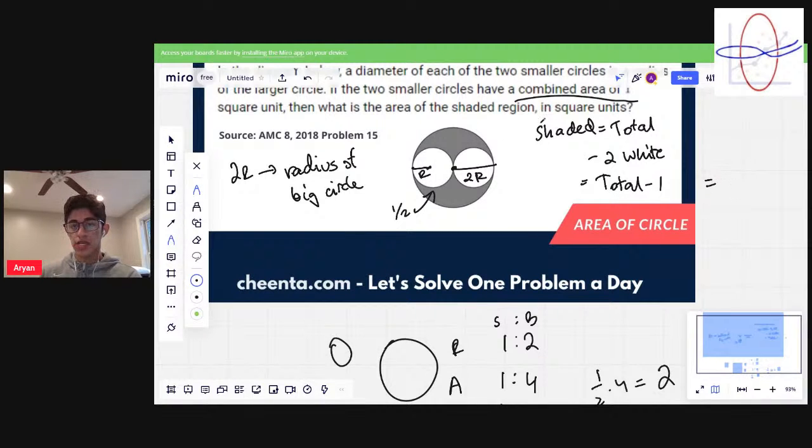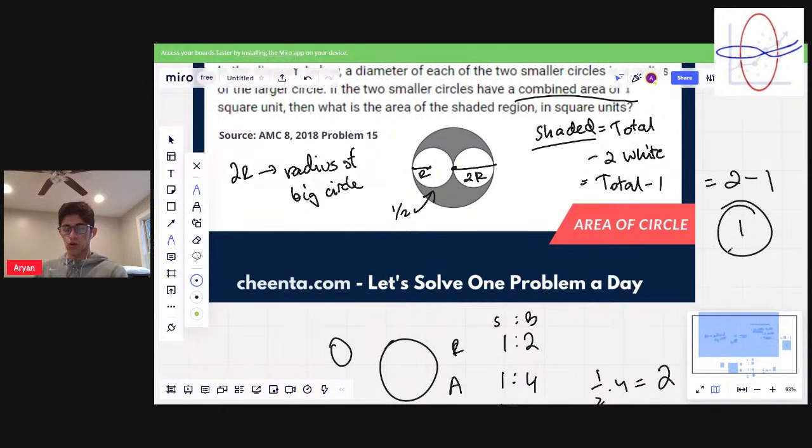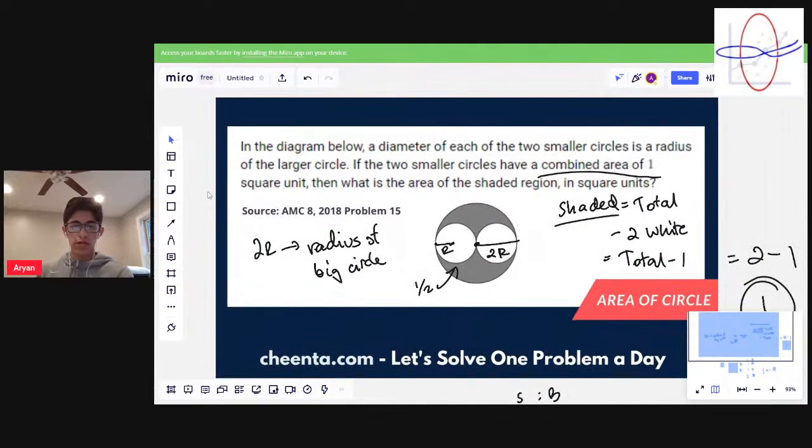So our shaded area is just the total minus 1. So it's just 2 minus 1, and that is just 1. Ultimately, just make sure we answer the question properly. They're asking for the area of the shaded region in square units, and we found that to be 1.